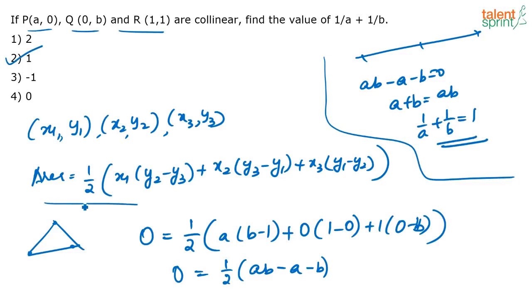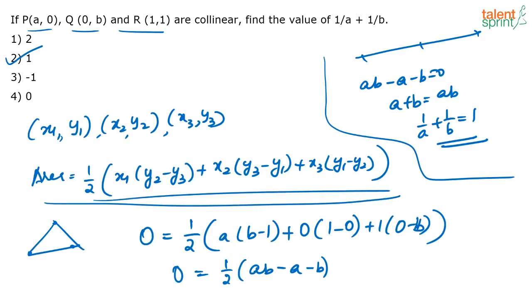So you have to use this concept here to arrive at the answer. If I try to form a triangle with the given points, the area of that will be 0. If you equate that, you will get the relationship between a and b.